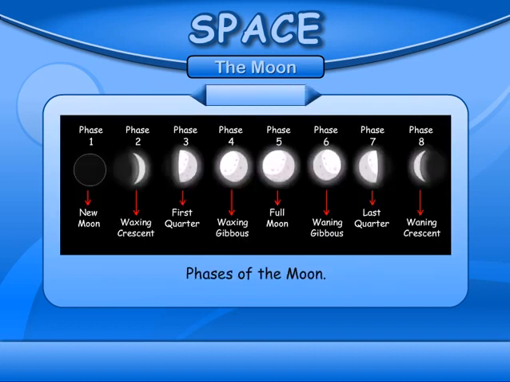Phases of the Moon. Phase 1 is called New Moon. Phase 2 is called Waxing Crescent. Phase 3 is called First Quarter. Phase 4 is called Waxing Gibbous. Phase 5 is called Full Moon. Phase 6 is called Waning Gibbous. Phase 7 is called Last Quarter. And Phase 8 is called Waning Crescent.